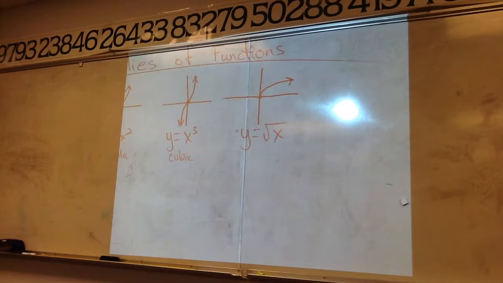What is that called? Square root graph, radical graph. I don't think it has a name either, actually. I think only a few of them have a name. Oh, okay. We're going to go there next.